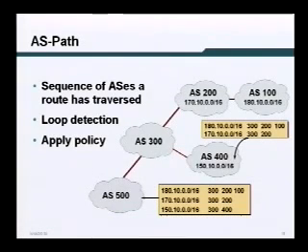Now, why do we have the AS path? Well, yes, to apply policy, to provide information on where the prefix came from, so we know what the origin AS was. It's also there for loop detection, as we'll see in the next slide.